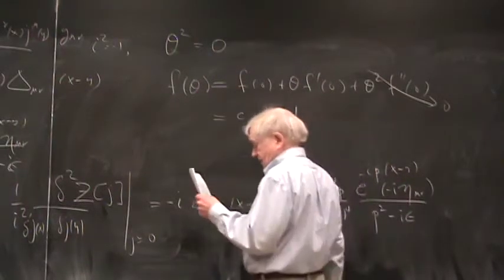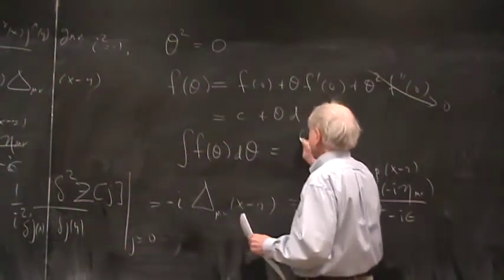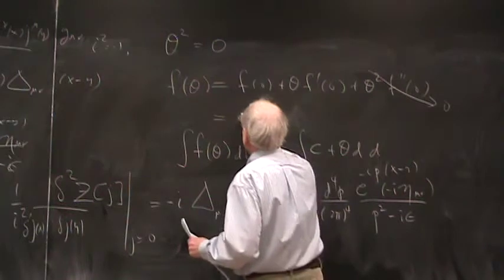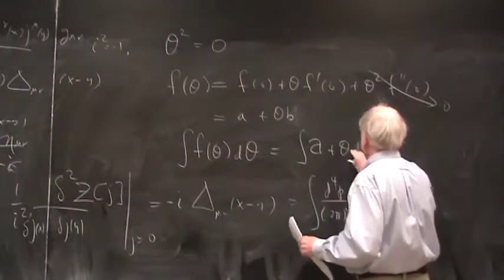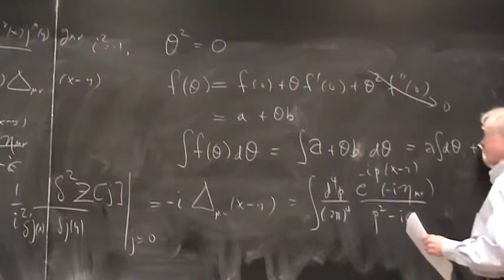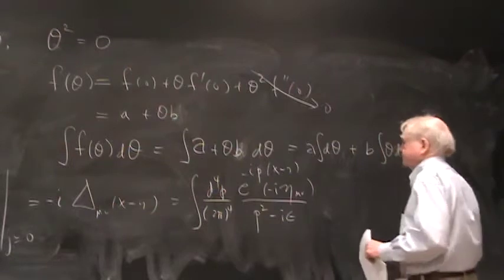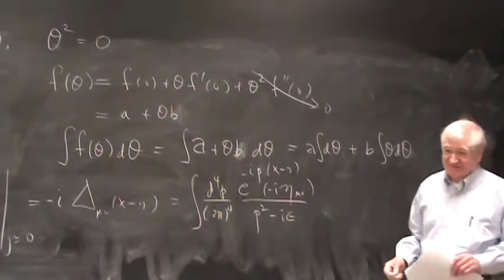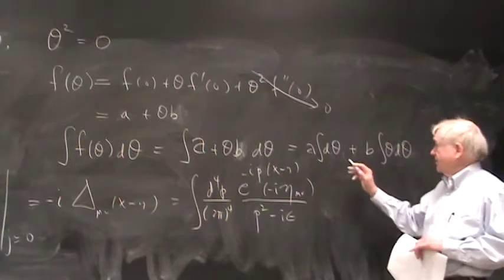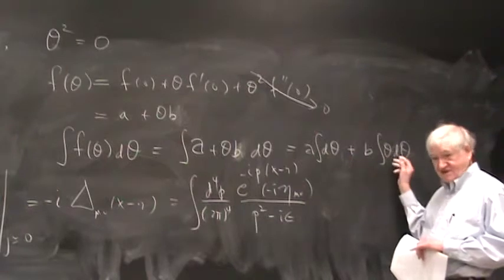Okay. Now, we want to figure out what the integral of f of theta is. Since the total library of functions is just a plus theta b, this is just a integral d theta plus b integral theta d theta. I'm assuming a and b are complex rather than Grassmann. So our whole integral table, which is one reason people like fermionic path integration, for a single variable just involves two integrals, and so it's going to be a number. What is this number and what is that number? So it's just two numbers.